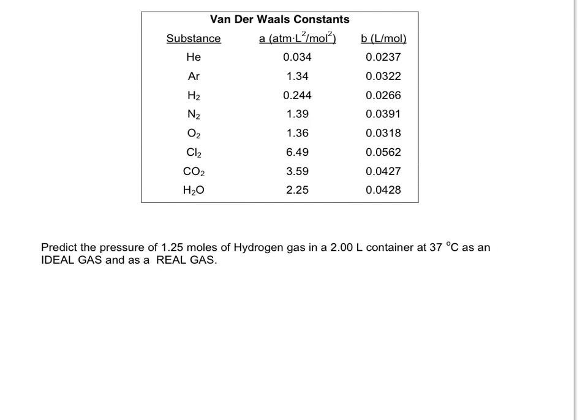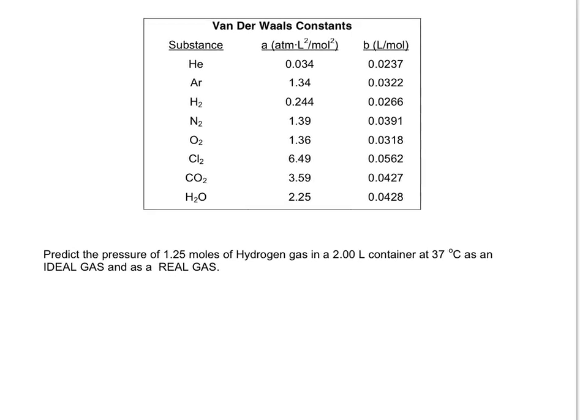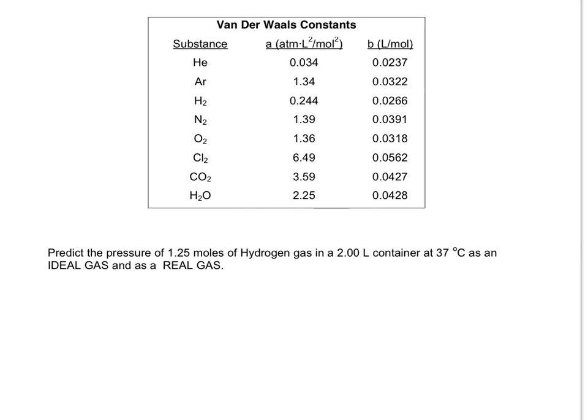So here's the table for the van der Waals constants that you have in the back of your packet. Again, remember, A fixes the IMFs being ignored. B fixes the volume being ignored. So let's try this problem.